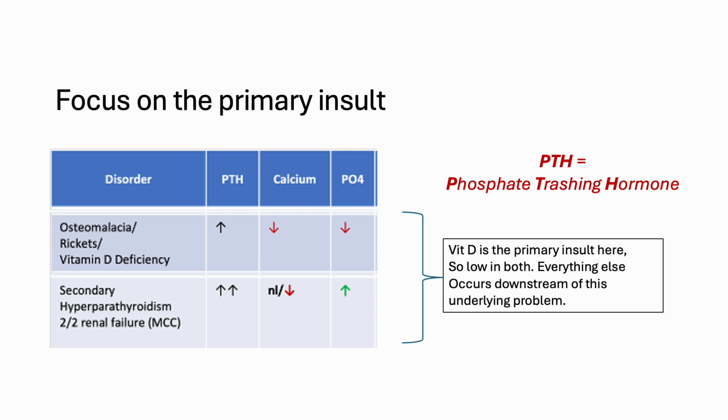So just remember, first focus on the primary insult, and everything else will occur downstream of this underlying problem as a compensatory mechanism. But these are never enough to fully correct the original problem. So, without intervention, you wouldn't see normal vitamin D levels in this situation, for instance.